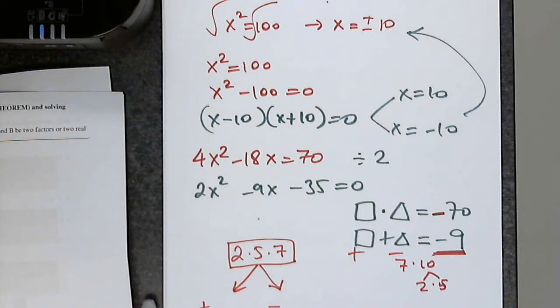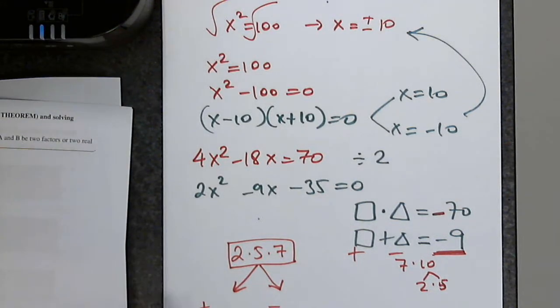I presented that number 70 in prime factorization. This is the prime factorization of 70. 2 times 5 times 7. I have to use all numbers and just come up with two numbers. I will make one positive and one negative, such that when I add them, I get negative 9. Can I find two numbers?